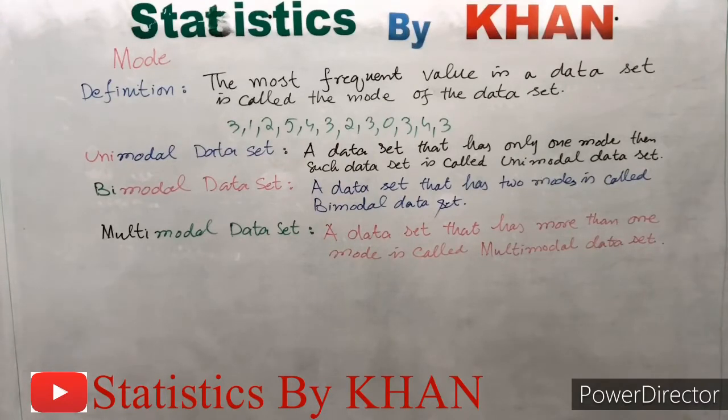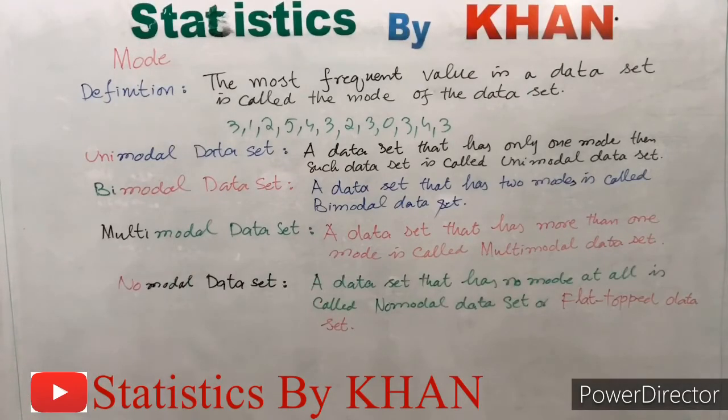So finally, now we are discussing another data set that has no mode at all. Such a data set is called a no modal data set or flat top data set. Okay, so let's define a no modal data set or flat top data set. A data set that has no mode at all is called a no modal data set or flat top data set.